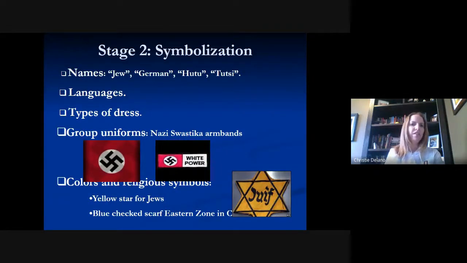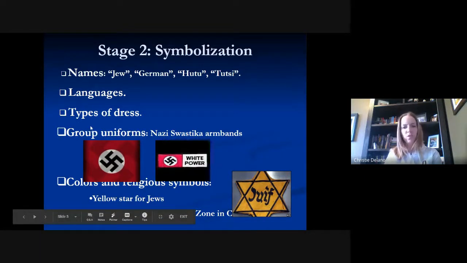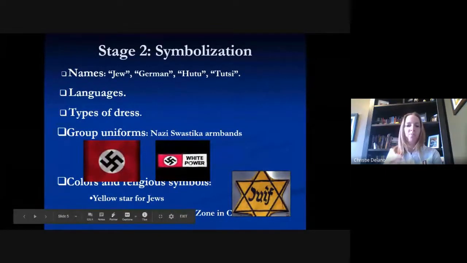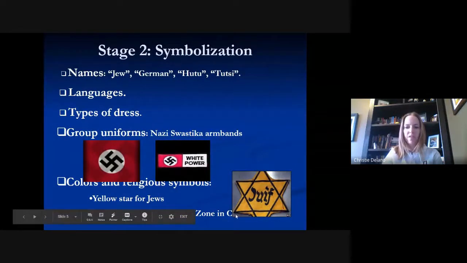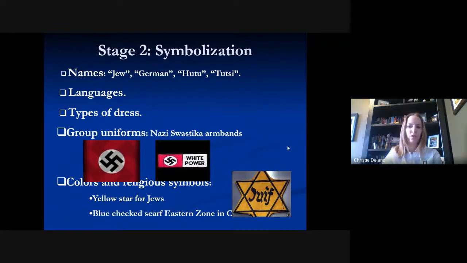Stage 2, symbolization. This idea of physically identifying those classifications made in stage 1. Name calling, languages, types of dress, uniforms. And so what you see in Nazi Germany is the swastika, identifying Nazis, and then using colors and religious symbols in order to identify Jews, or gypsies, or any of the others that are targeted. And this is the Star of David that was most frequently used to identify Jews in Germany.